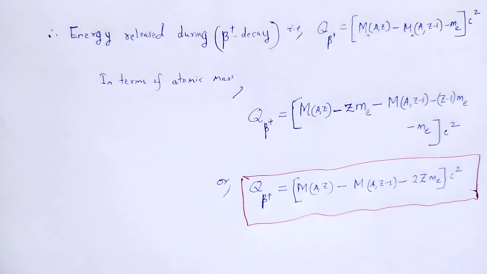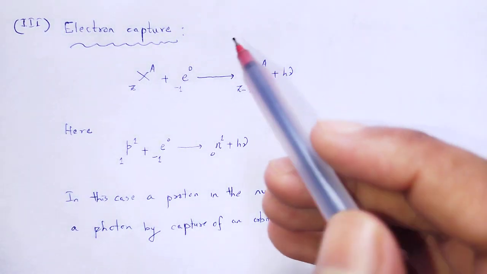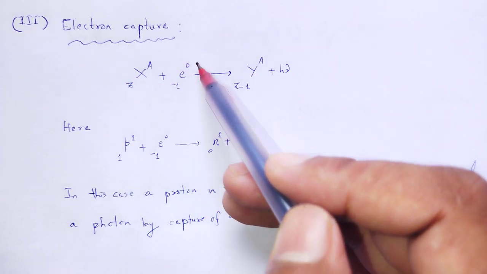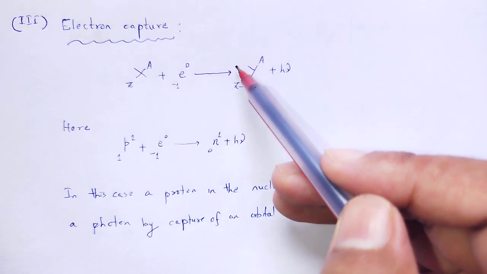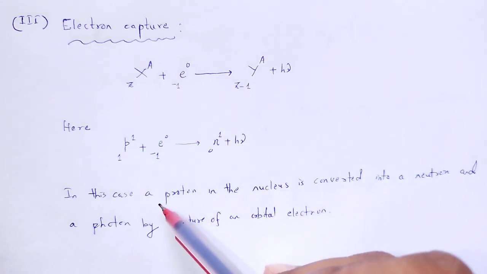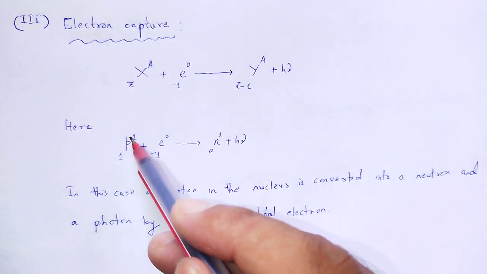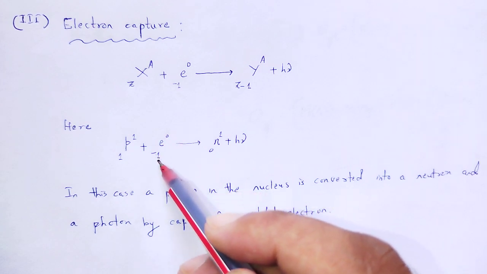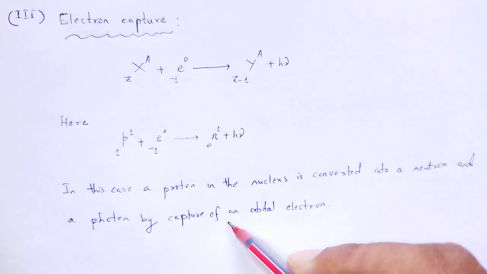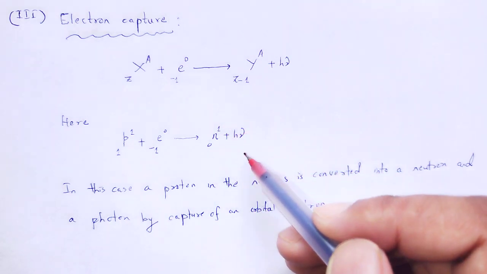Next, electron capture. This is the parent nucleus. When it captures an electron, it is transferred to a daughter nucleus and a photon is released. In that situation, a proton in the nucleus is converted into a neutron. That proton is converted into a neutron due to capturing an electron in a nearby shell, capture of an orbital electron. Therefore, a neutron plus a photon is produced.